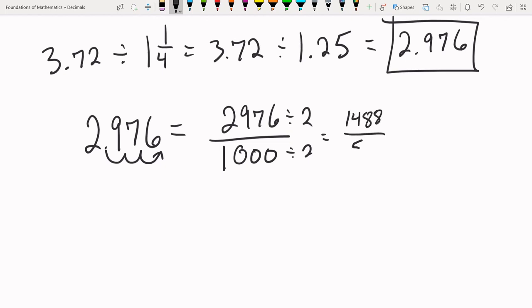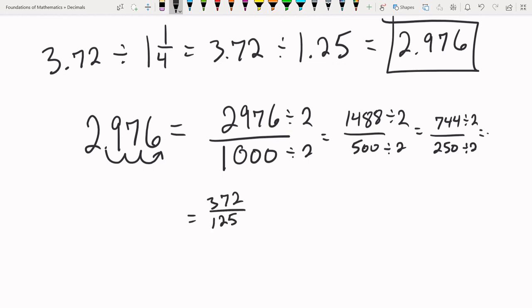We can divide by 2 again. Divide by 2 again. I'm going to write it down here on the bottom: 372 over 125. 125 cannot be divided by 2. It can only be divided by 5. And 372 cannot be divided by 5. So this is completely reduced as an improper fraction.